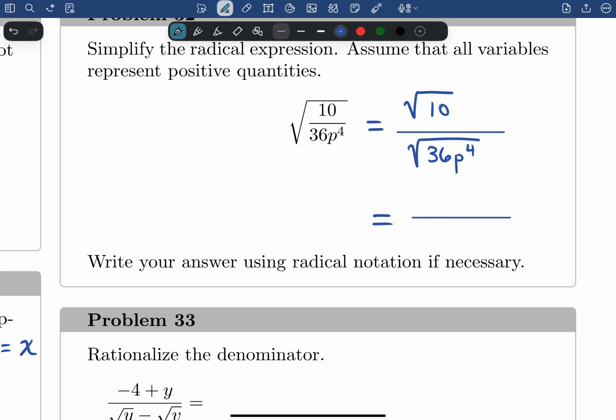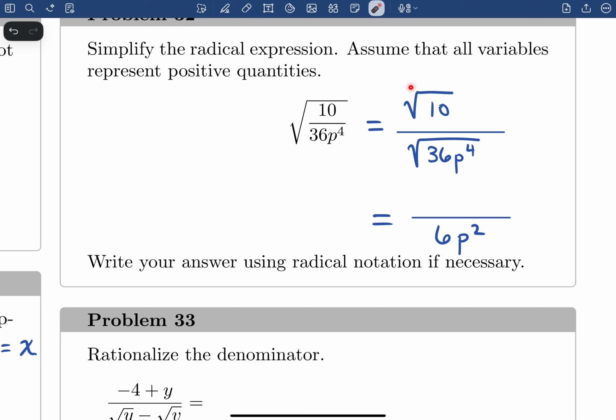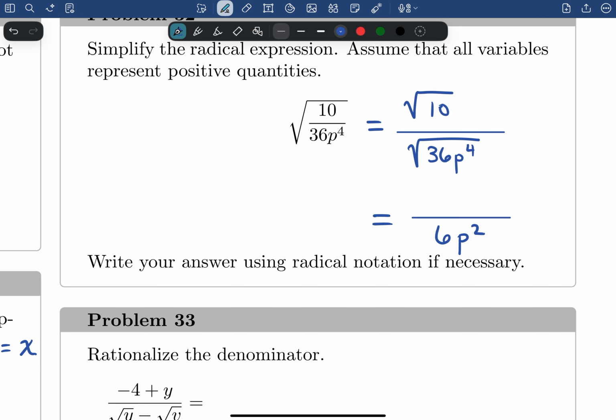So, 36, its square root is 6. And the square root of p to the fourth, well, that's p squared. And the top up here, the square root of 10 doesn't simplify any further. So I can't clean it up in any way. Okay, so I'll just leave it as the square root of 10 on the top. And this is my answer.